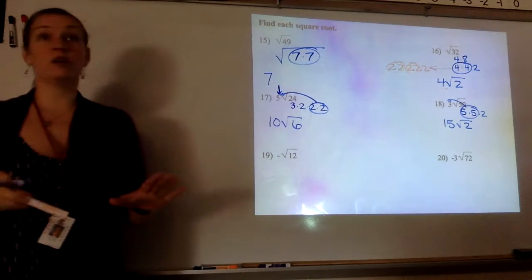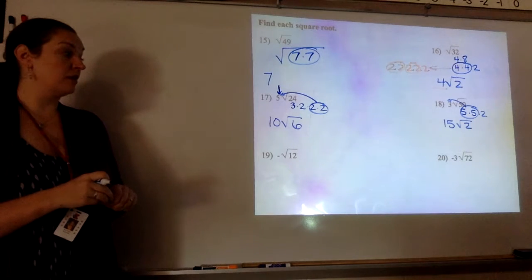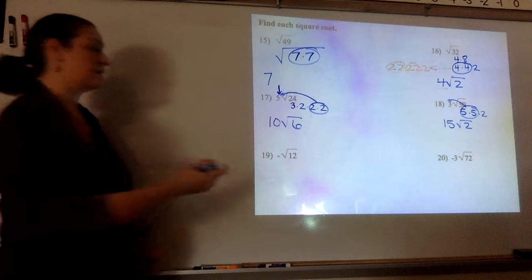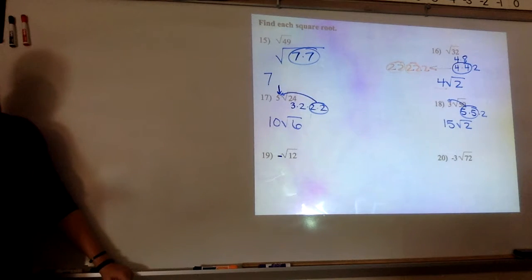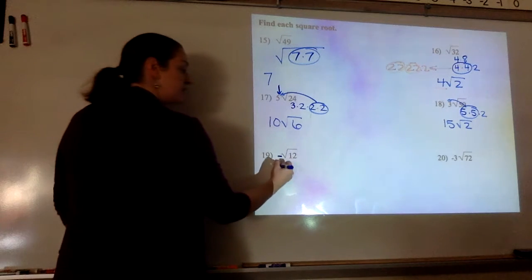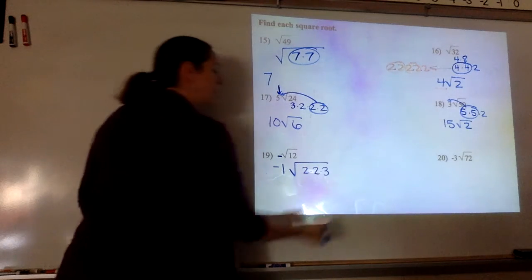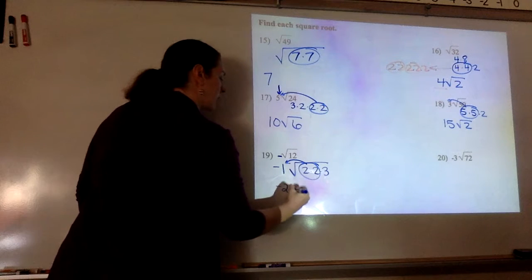The roots looked really good, even walking around for some of you that haven't done it in a while. What's in front of number 19 if there's a negative right here? Friends, what's in front of the root if there's a negative? Negative 1. 12 is 2, 2, and 3. Who gets out of jail? 2. So it's going to be negative 2.